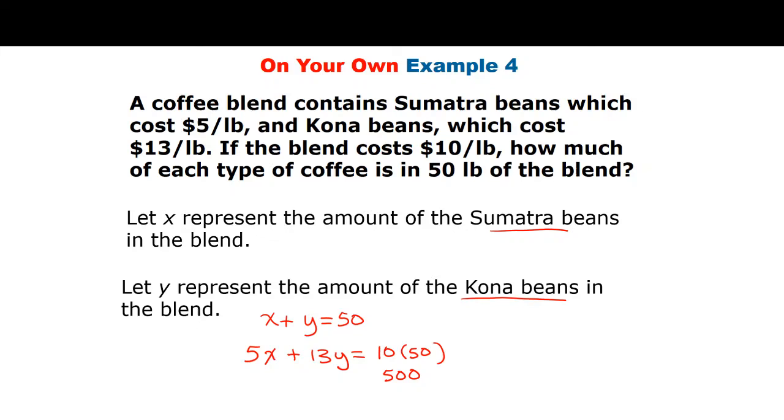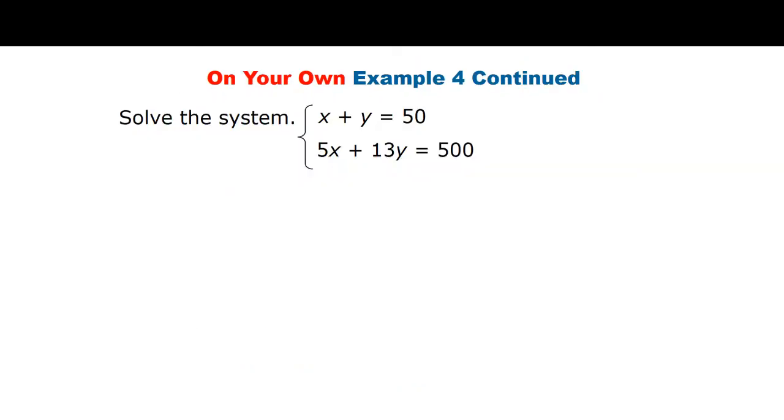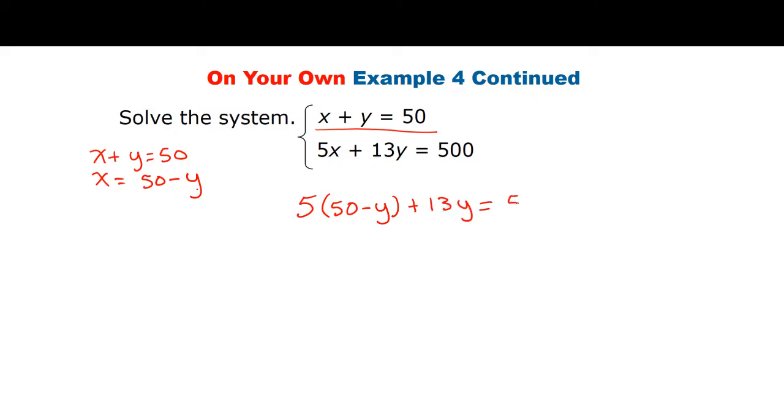All right, so let's go ahead and work out this problem. Here are our two equations, and once again, I'm going to choose the substitution method because I can see that this first equation is already almost perfect for me. So I'm going to say x plus y equals 50, and I'm going to solve for one variable. So I'm going to say x equals 50 minus y. All right, so now I just have to substitute: 5 times 50 minus y plus 13y equals 500.